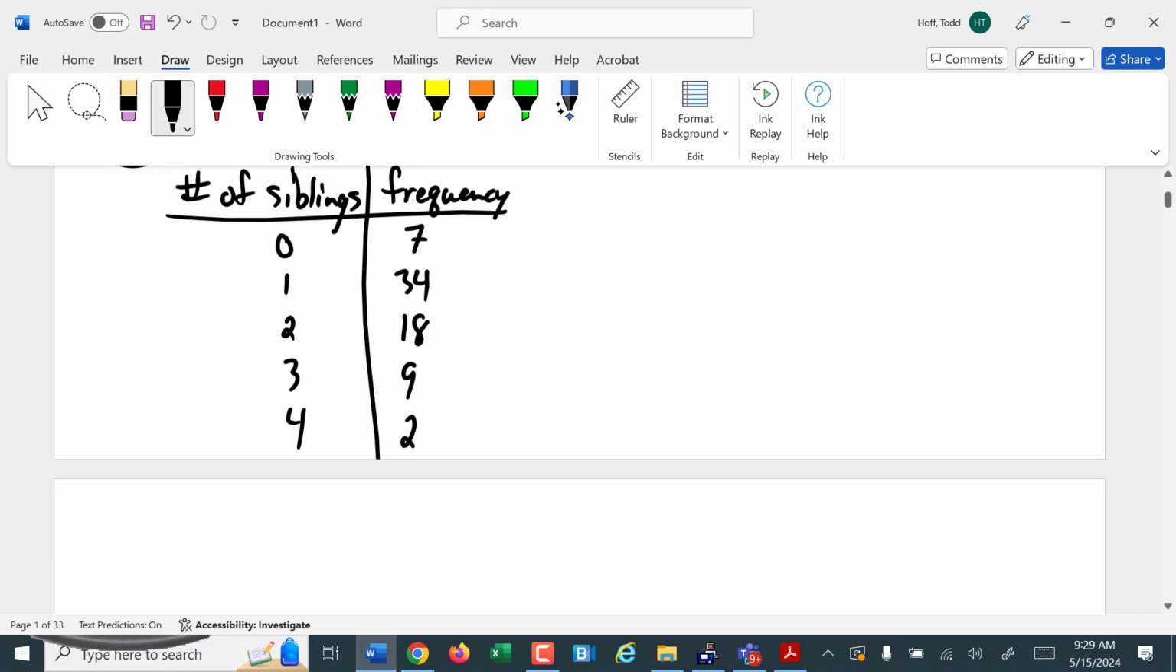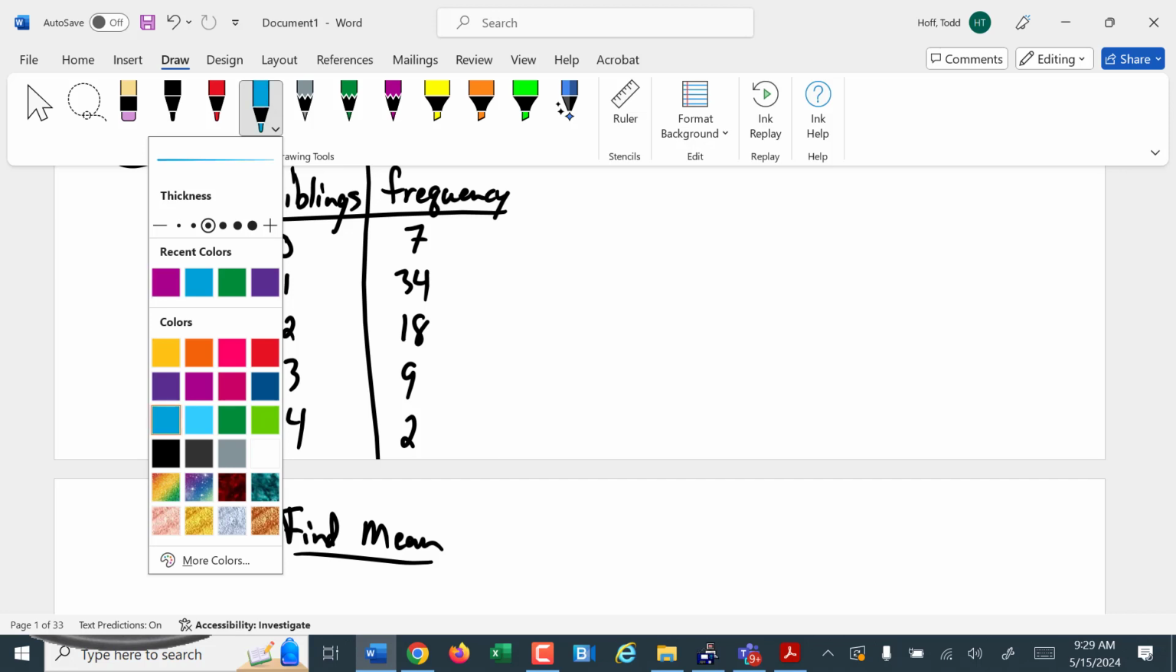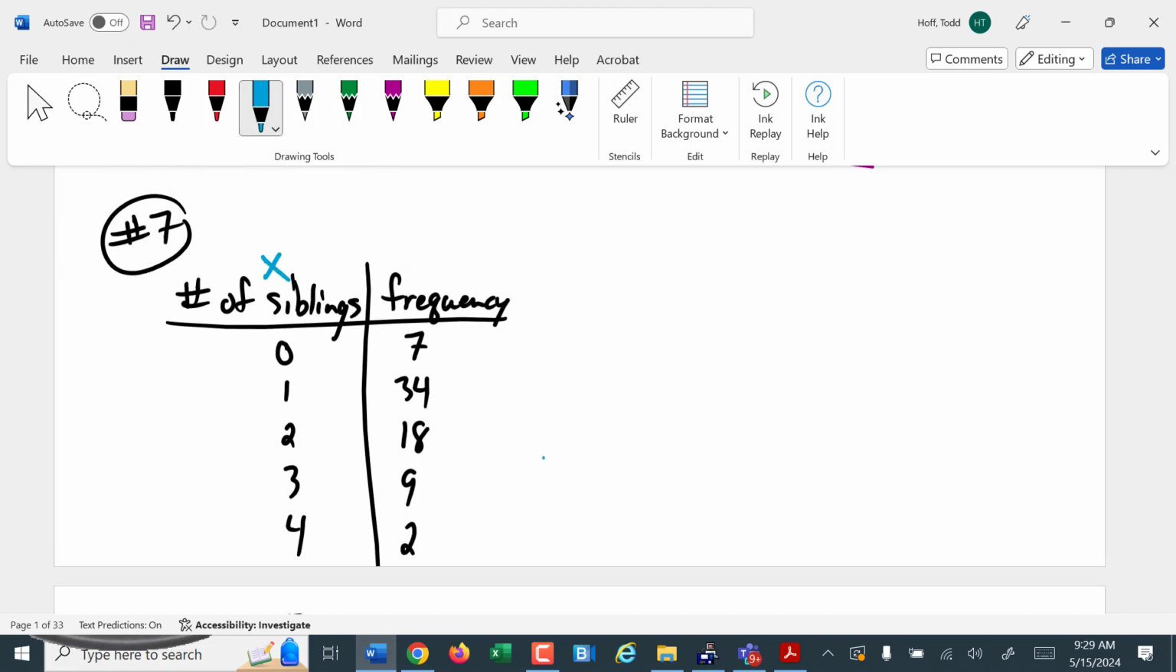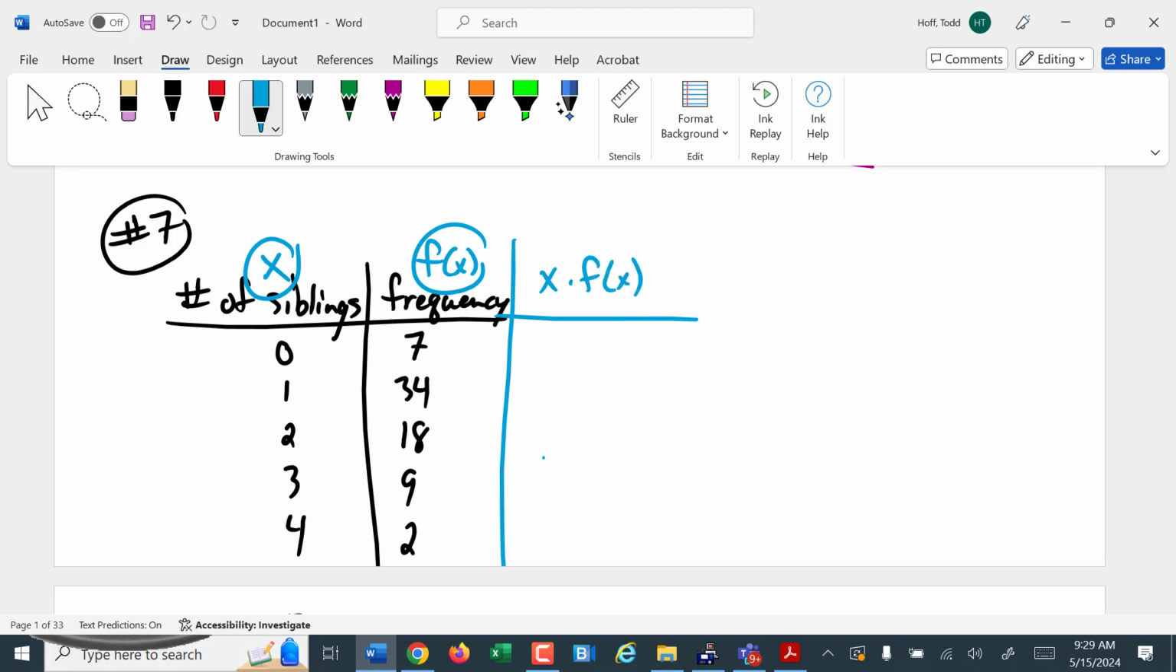To find the mean, what we have to do here is take the value. So this is going to be x. This is the frequency of x, or f of x. We take the value, x, times its frequency. So 0 times 7 is 0. 1 times 34 is 34. 2 times 18 is 36. 3 times 9 is 27. 4 times 2 is 8.